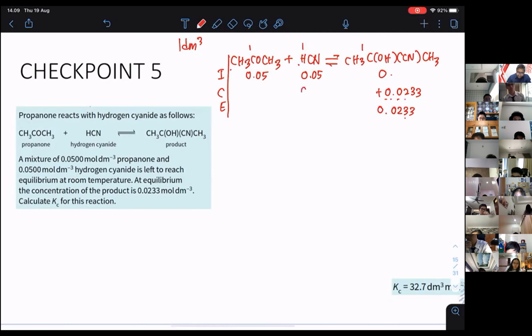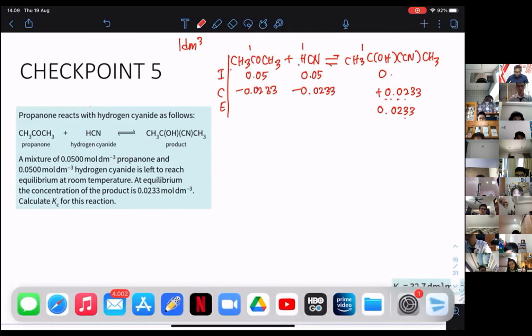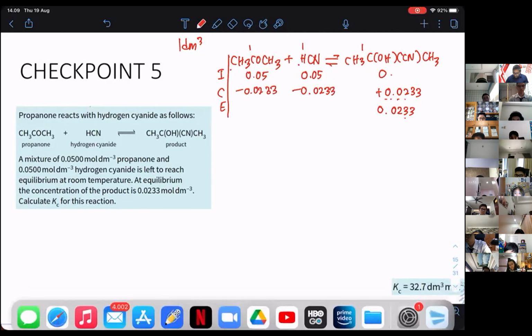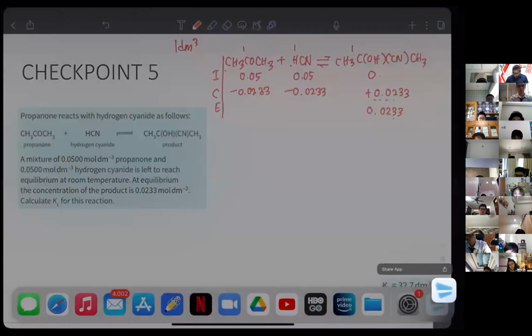Of course, the change will be the same over here. But you need to remember, this is going to be reactant, and just now, that is going to be product. Product, you plus. Reactant must be reacting, so must be minus. So what you need to do is to find out the value of that.